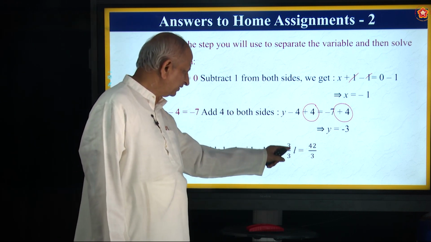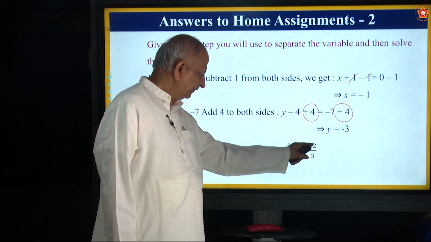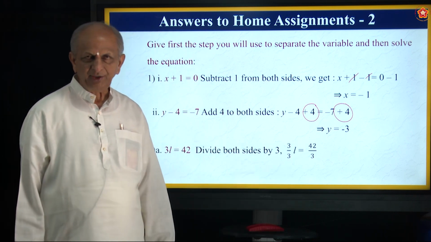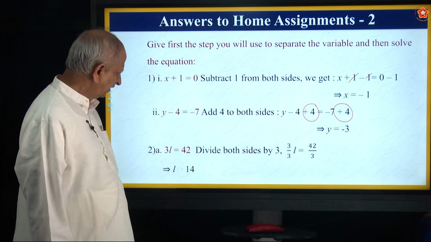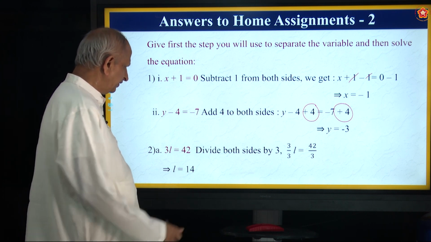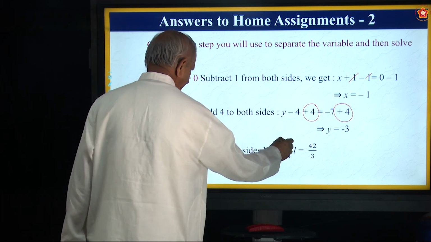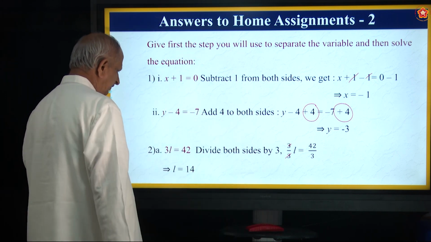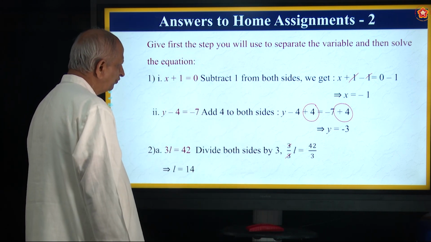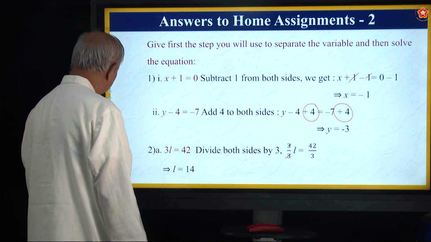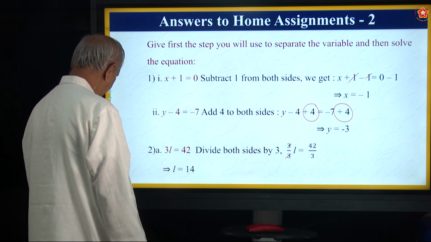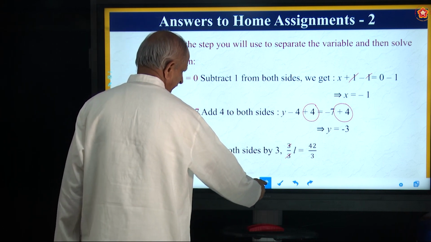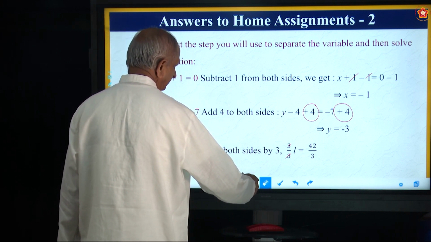So, 3L was given, divide by 3. If you divide by 3 on the left hand side, on the right side also, 42 by 3. Then the 3 cancels, and you have 42 by 3, which becomes 14. Okay. So, the value of L becomes 14. Okay. Shall we pass on to the next question?